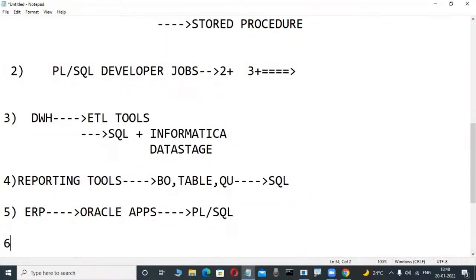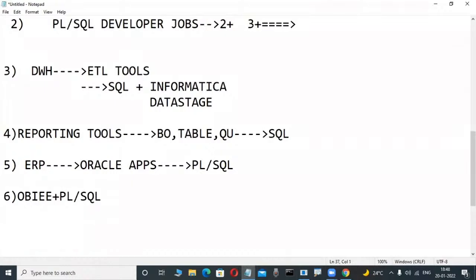Again, OBI programmers are there. OBI is a product, and here the PLSQL jobs are there. Those people are also learning these courses. Again, those are different people.